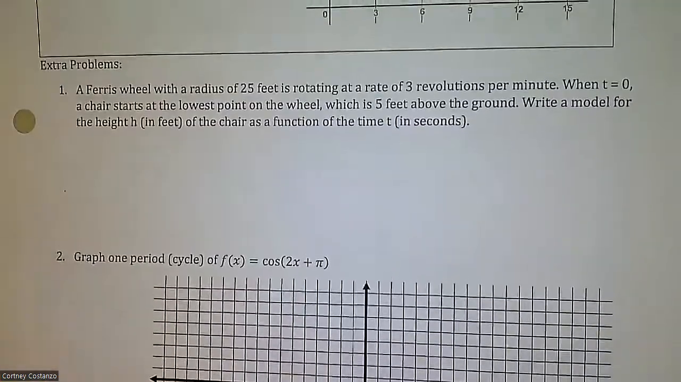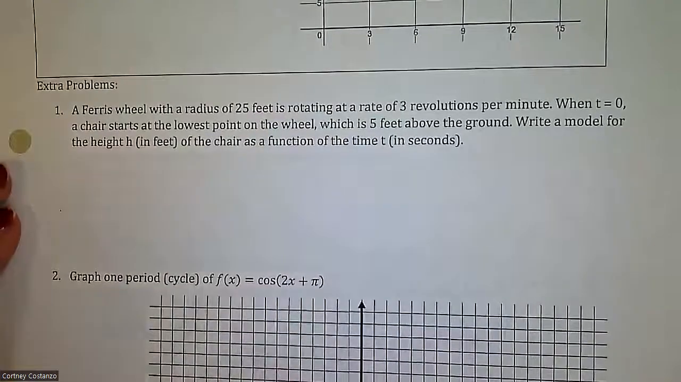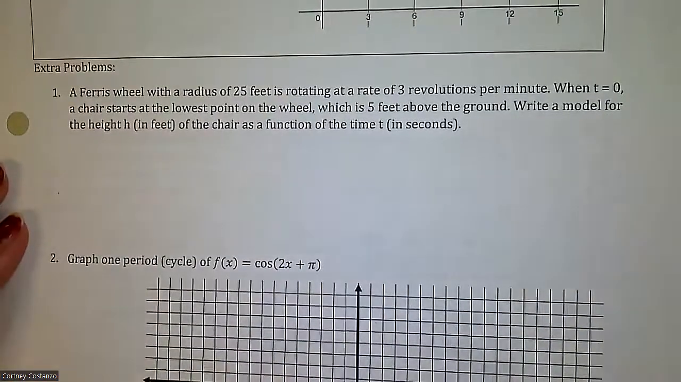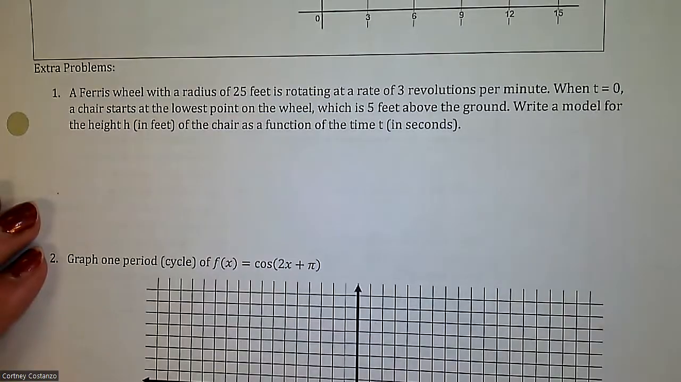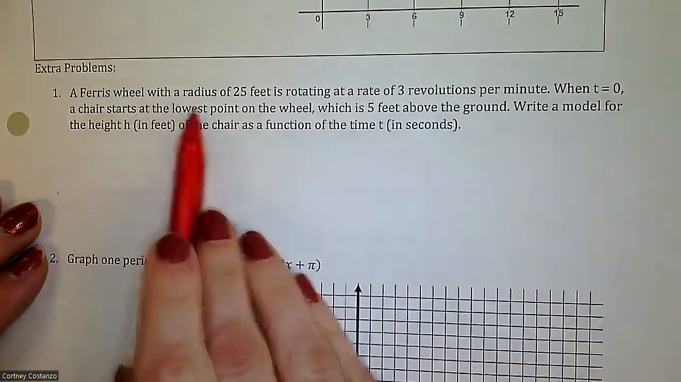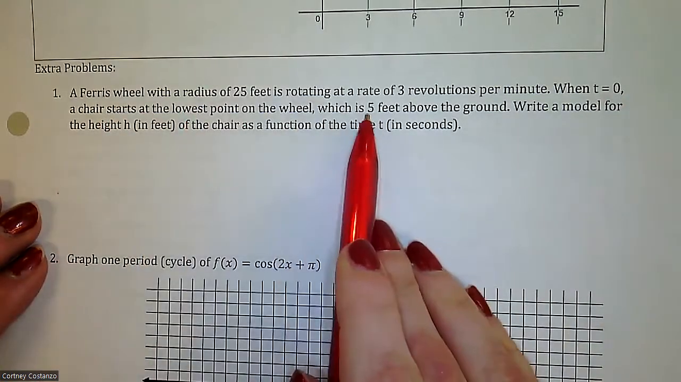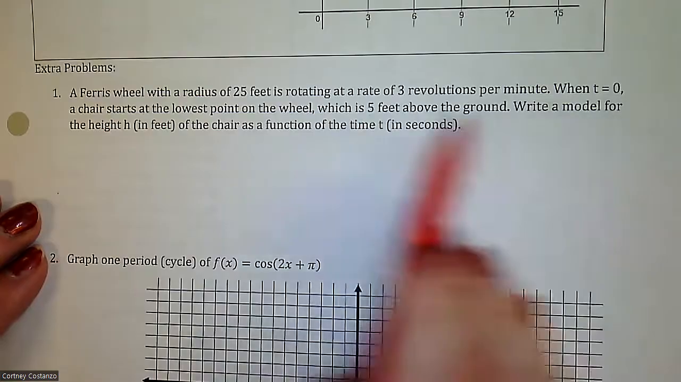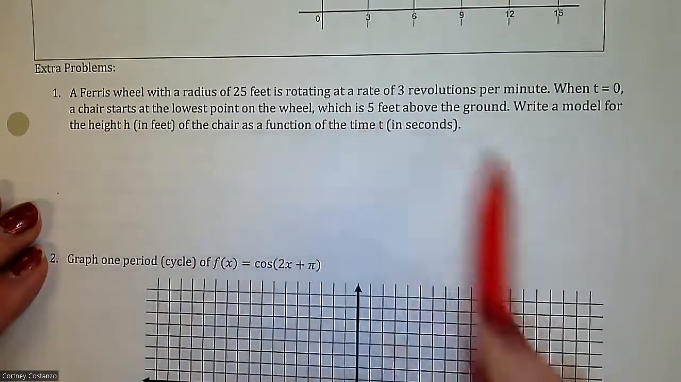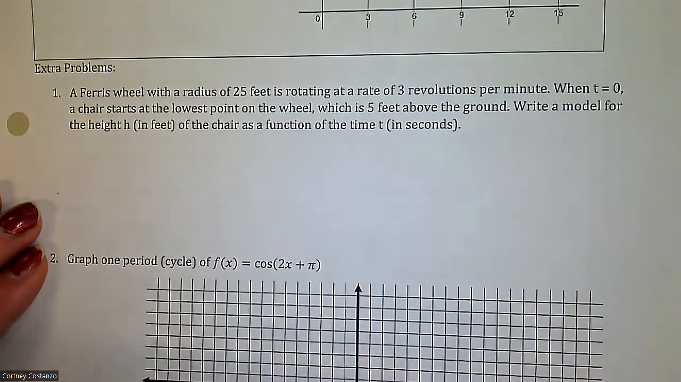All right, what if I don't give you a graph? Can you answer some stuff about it? Hopefully. A Ferris wheel with a radius of 25 feet is rotating at a rate of 3 revolutions per minute. If t equals 0 is when the chair is at its lowest point, which is 5 feet off the ground, write a model for the height as the chair rotates in t seconds.